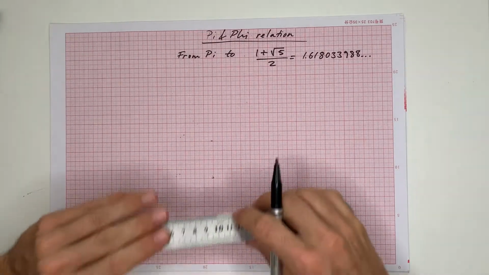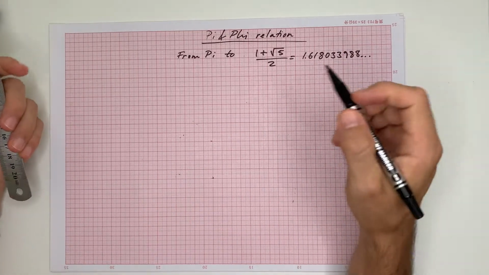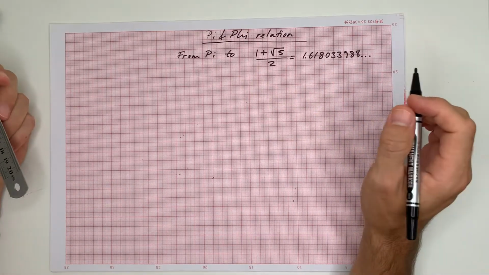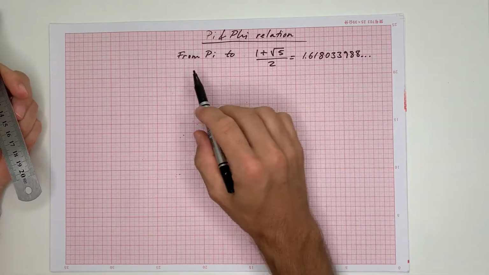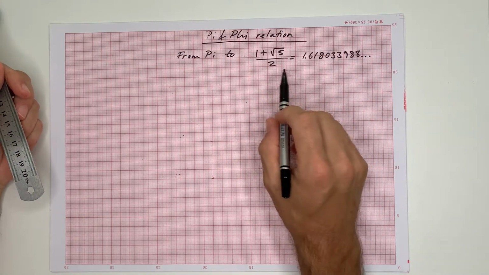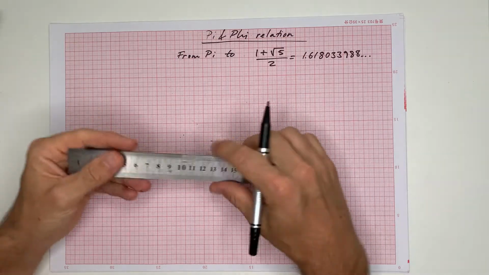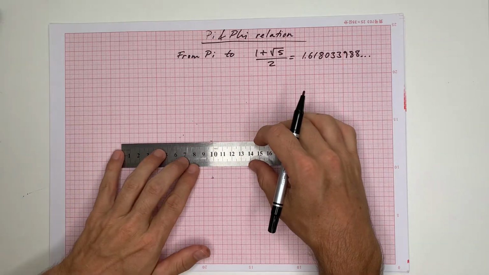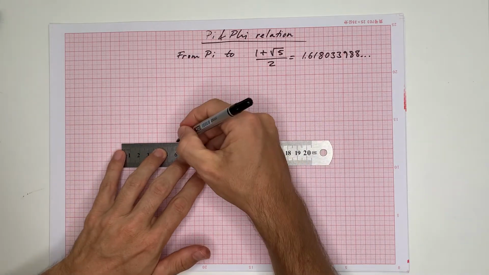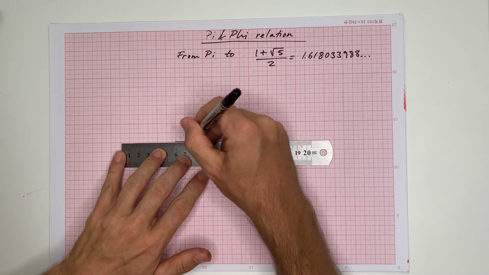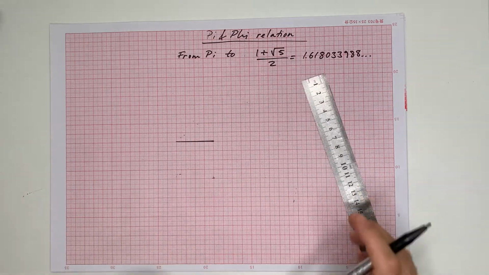Okay, today I'm going to show you another video on the pi and phi relation. I want to show how to go from pi to the quadratic equation for phi. We start with an arbitrary line. This line could be any measurements.